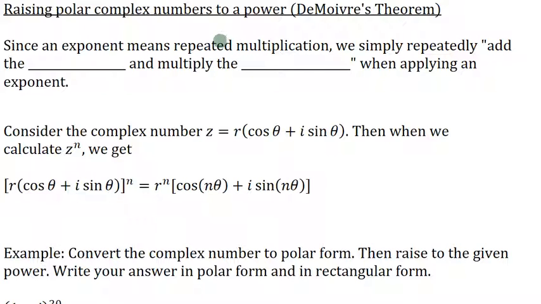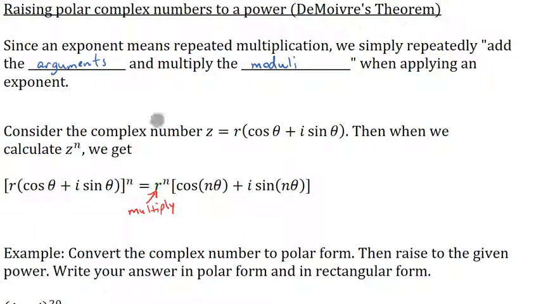So since an exponent is repeated multiplication, we can apply the idea of how to multiply complex numbers, which tells us to add the arguments and multiply the moduli. We just do it many times, okay? So if we look at the complex number z, which let's call r times the cosine of theta plus i sine theta, we can see that the modulus is r, the argument's theta. If we raise z to the nth power, what that means is we're going to multiply the modulus times itself n times.